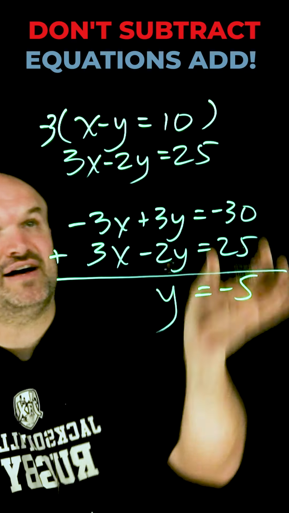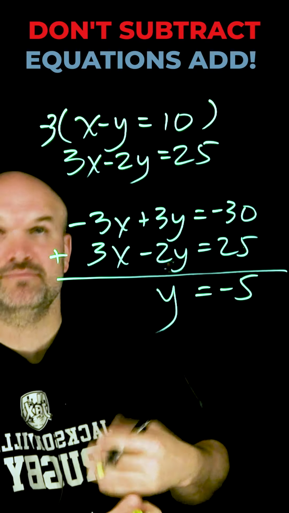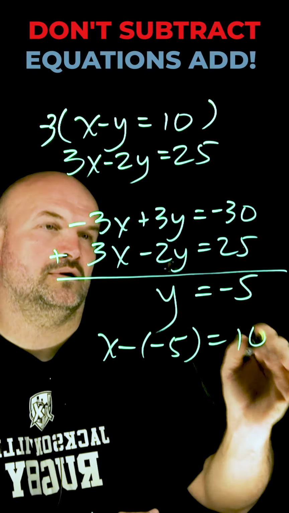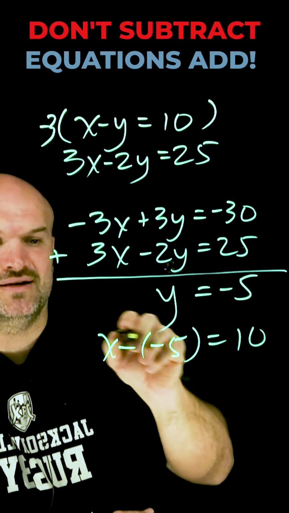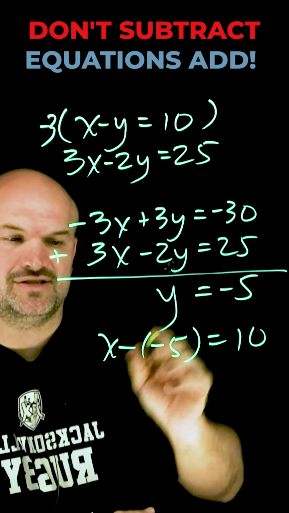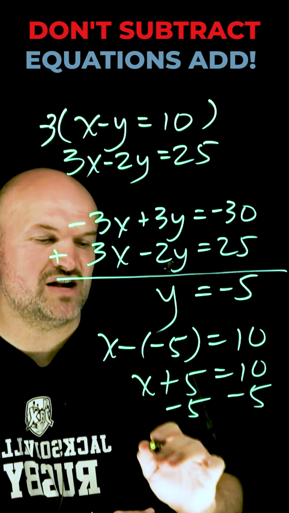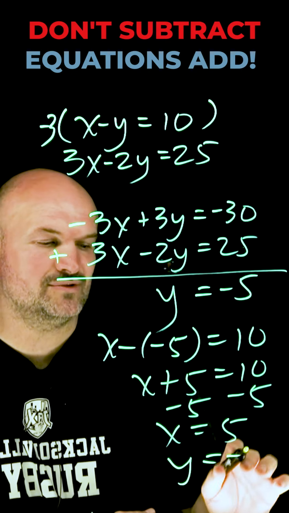Now I can just take this value and plug it into one of my top two equations. I always like to plug it into the one that's the most simplified, which in this case would be my top equation. Make sure to use parentheses. This is x minus y, so x minus a -5. So that's going to turn into x plus 5 equals 10. Subtract 5, x is equal to 5. So my system is x equals 5, y equals -5.